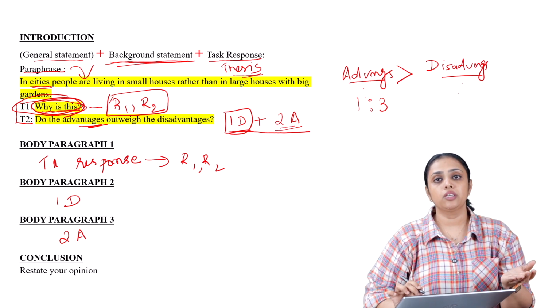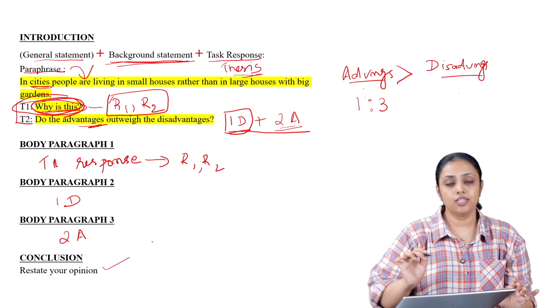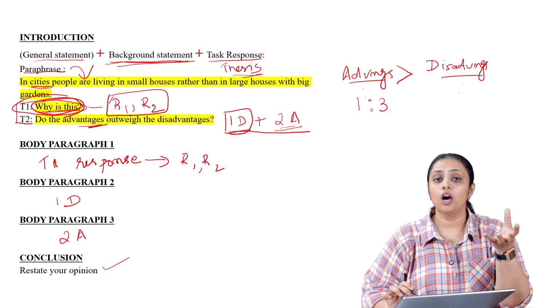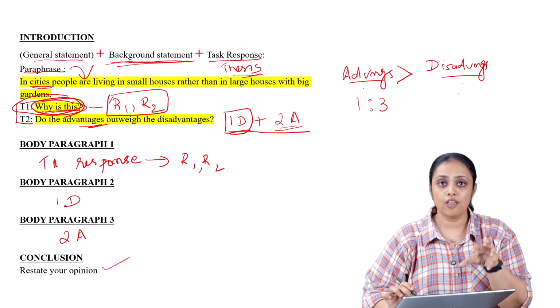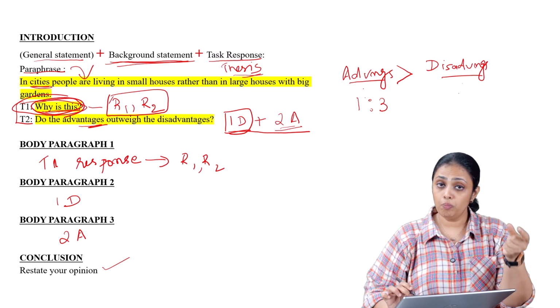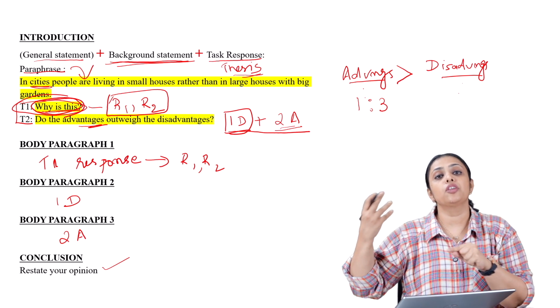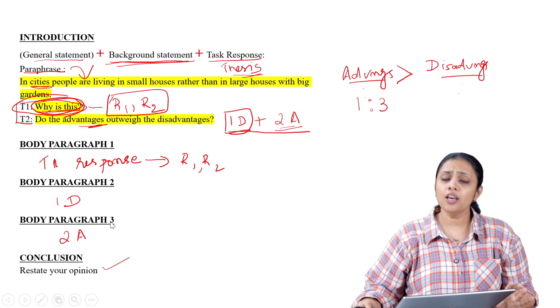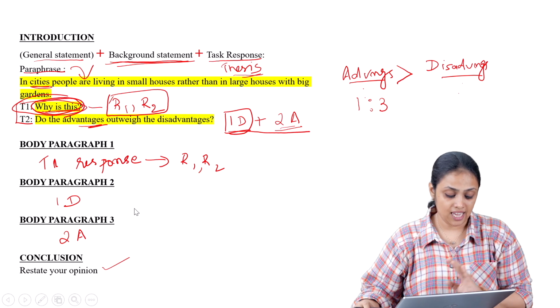And then finally you have the conclusion. Conclusion is nothing but restating your opinion. I hope by now you have an idea on how to structure the essay for this particular question. It's a 2-part question, and in a 2-part question, 1 part itself is another question type that we generally solve. Okay, now shall we look at a sample essay?